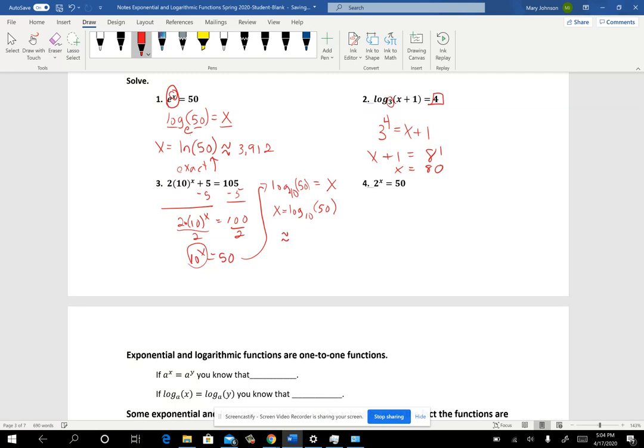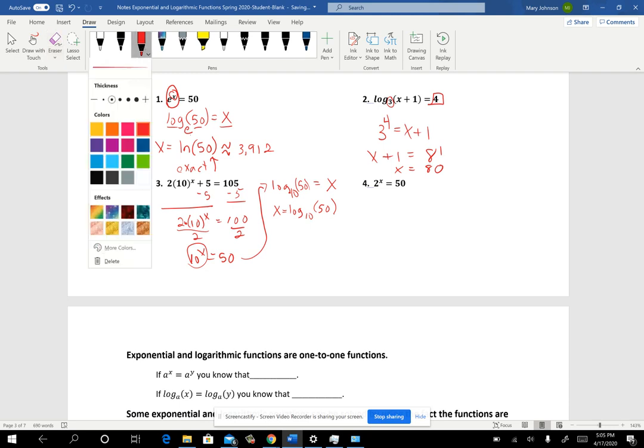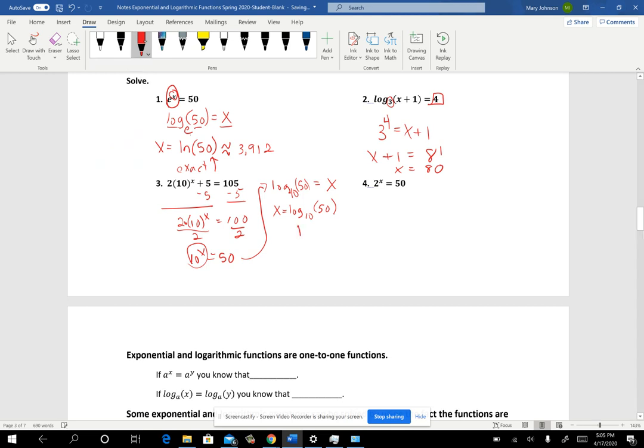And then if you type that into your calculator, that's really what log with no number is. You should use the log button and put in log of 50, and you get about 1.699. Notice it's different than ln of 50. So log base 10 and log base e are not the same exact thing, but it's kind of like how radicals work. They're the same type of thing.